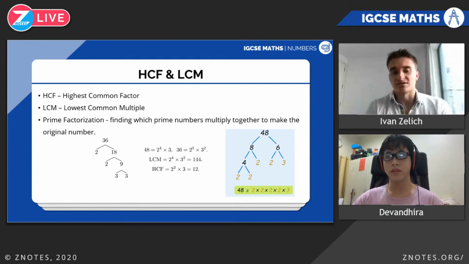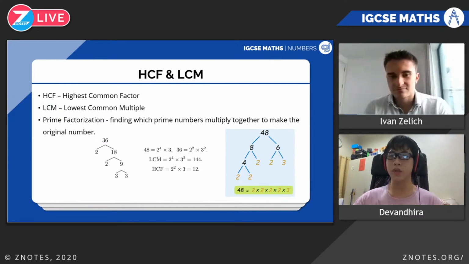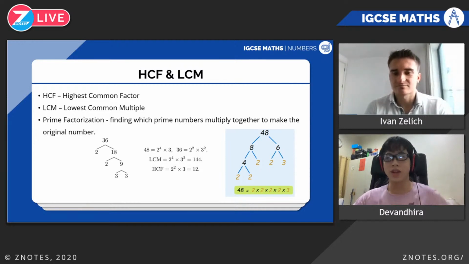So in this case, for the 2, it's 2 squared, and for the 3, it's just 3 itself, and that gives you your HCF. Is that all good, Devin? Yeah, so for the LCM you take the highest exponent, while for the HCF you take the lowest exponent. Is that correct? Exactly, yeah. Okay, sounds great. Let's move on.